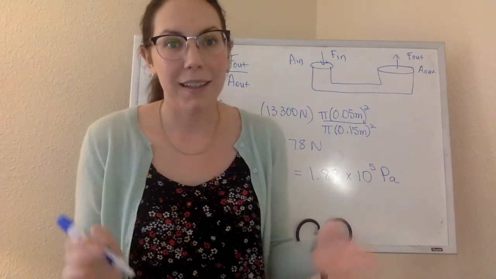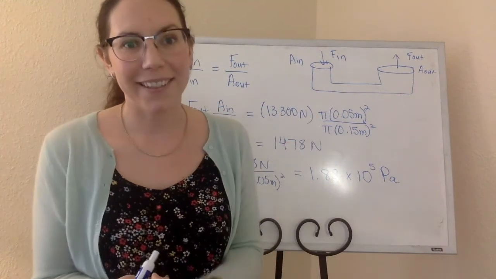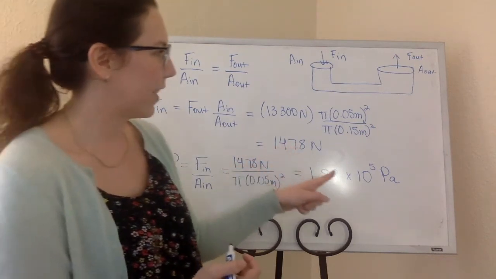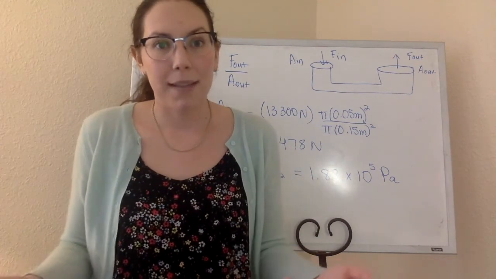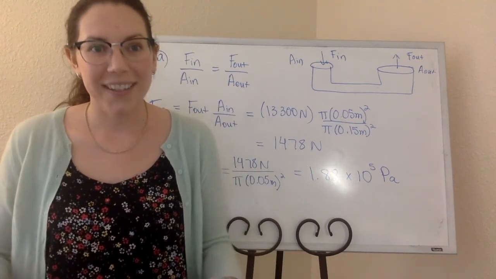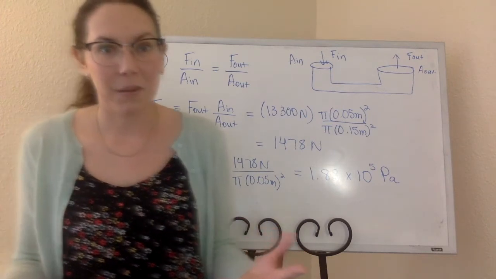It's nice to just plug that in for the area because the pi cancels. You don't have to calculate them separately. And that gives 1,478 newtons, which is really amazing. So only 1,478 newtons is required, and then it can lift a car of 13,300 newtons.